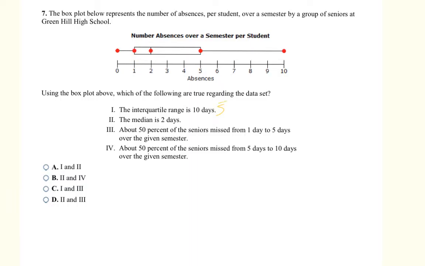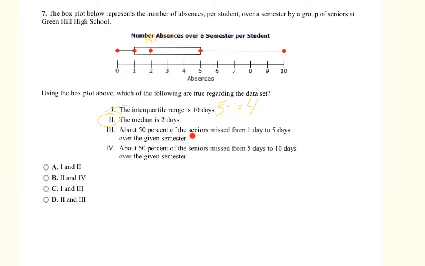So 5 minus 1 is 4, not 10, so it's not going to be choice 1. And it says the median is 2 days. Remember, the median is the number below the line in the box, which is 2 here. So choice 2 is a good one. And we have to check all of them because there's going to be 2 that work.